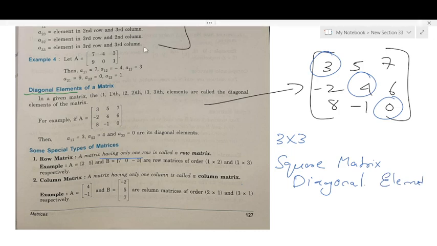This is diagonal element, and you shouldn't consider 8, 4, and 7, student. They are not diagonal elements. 8, 4, 7, this direction you shouldn't consider.